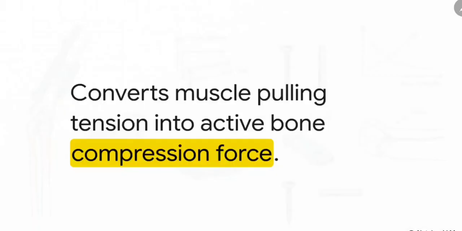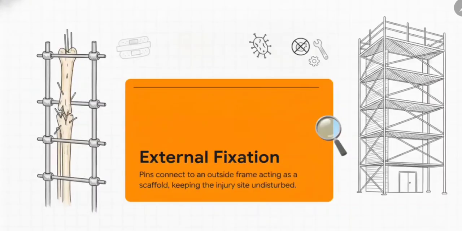Okay, this next concept is brilliant. Tension band wiring. Normally you have these strong muscles pulling bone fragments apart, creating tension. Instead of trying to fight those massive muscle forces with giant rigid plates, this system actually converts that pulling force into a compression force. So every single time a patient bends that joint, their own muscles are actively squeezing the fracture together.